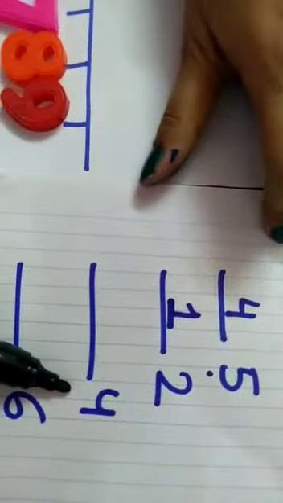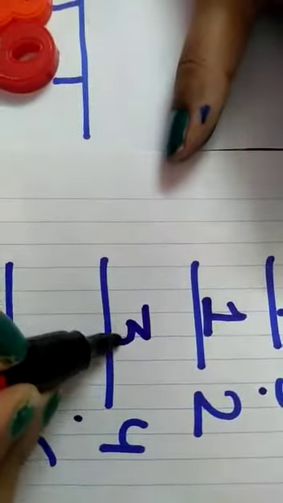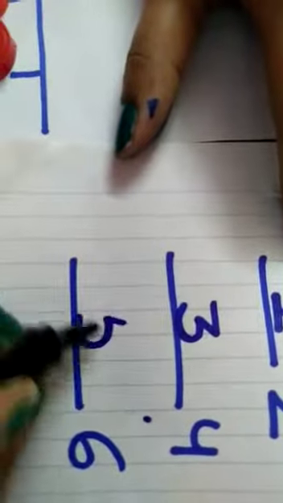What comes before 4? 3. So what is the answer? 3. What comes before 6? 5. So what is the answer, children? 5.